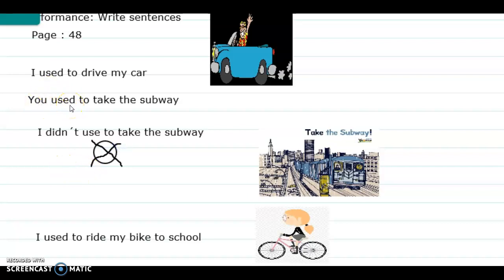Affirmative, I used to take the subway. Negative, I didn't use to take the subway. Okay? Okay, my students, this is the activity for today. I need that you copy the sentences in your notebook.